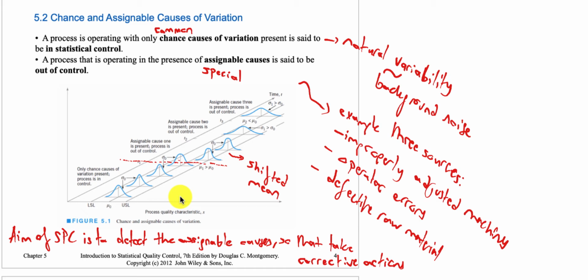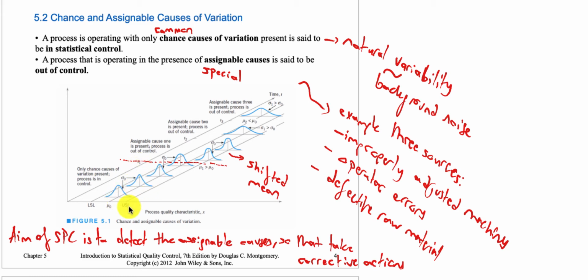So we are just focusing on the assignable causes. Assignable means we can assign some causes for this variation. So if we can assign them, we can eliminate them too. Okay. So in the 0 to T1 time period, we don't have any assignable causes. We have just common causes.